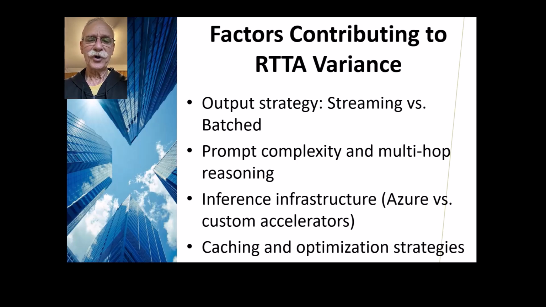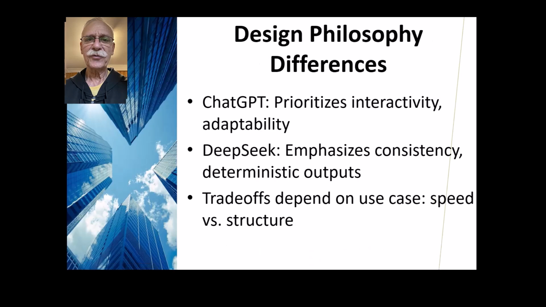Third, there's hardware infrastructure. ChatGPT runs on Microsoft Azure's highly optimized stack. DeepSeek uses NVIDIA GPUs and likely some custom inference accelerators. Lastly, internal caching and optimization strategies may differ. ChatGPT may be reusing vector paths across similar prompts, while DeepSeek seems to regenerate fully every time.